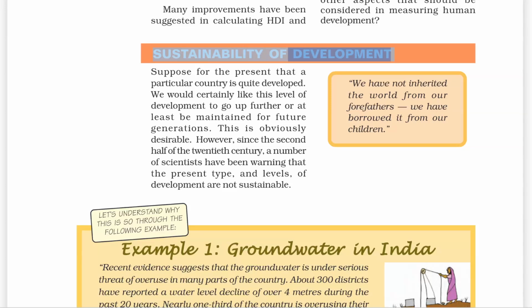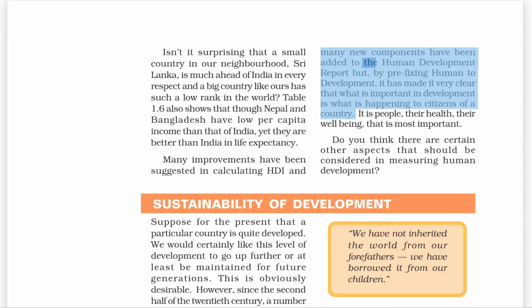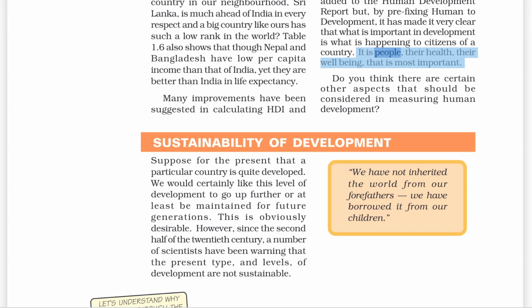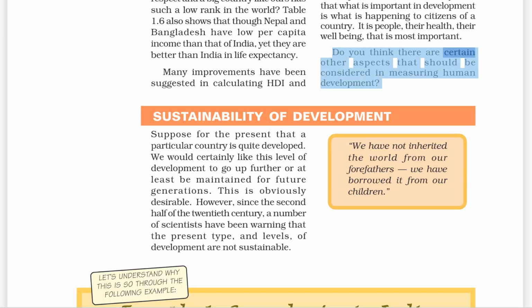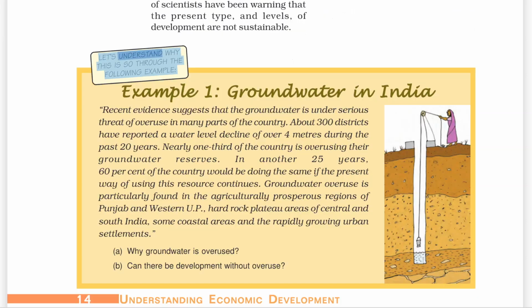Sustainability of development. Many new components have been added to the Human Development Report, but by prefixing human to development, it has made it very clear that what is important in development is what is happening to the citizens of a country. It is people, their health, their well-being that is most important. Do you think there are certain other aspects that should be considered in measuring human development? Let's understand why this is so through the following example.